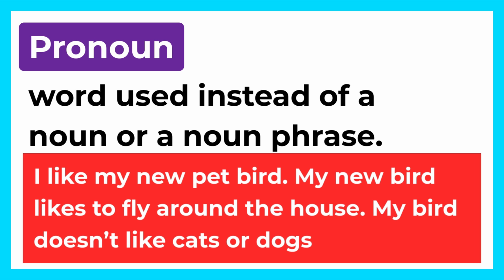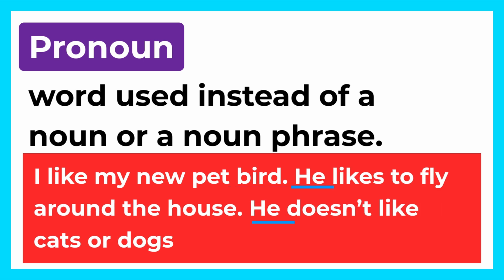Another example is, this is my new pet bird. My bird loves to fly around the house. My bird doesn't like cats or dogs. This sentence is quite long and repetitive. Instead of repeating the noun multiple times, we can replace the noun with he. My new pet bird. He loves to fly around the house. He doesn't like cats or dogs.